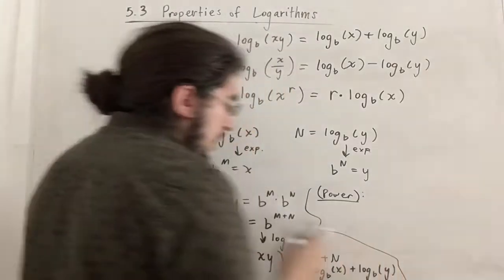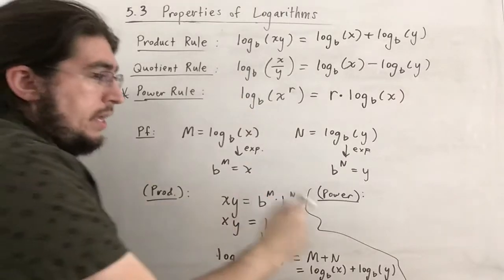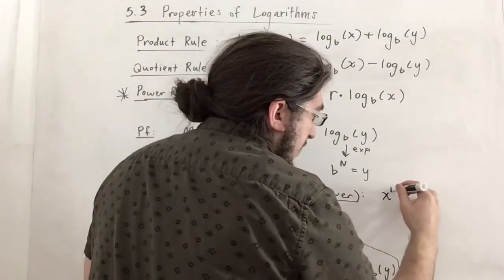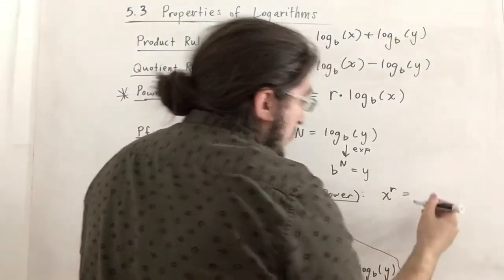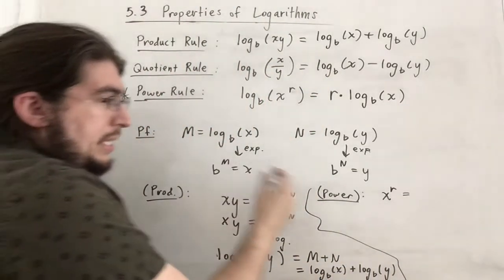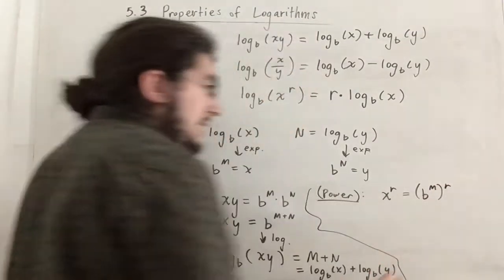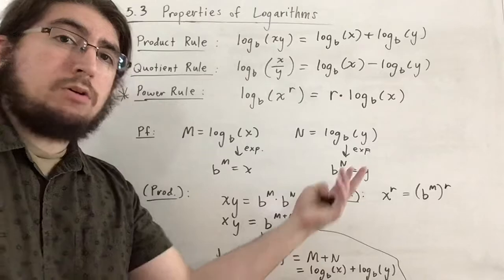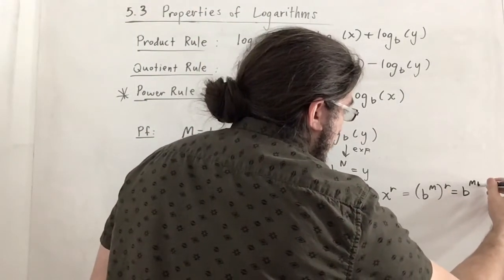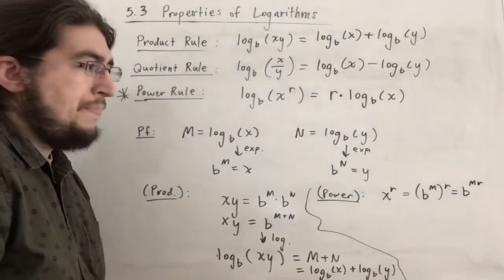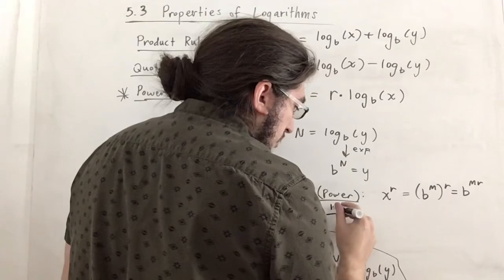Here we started with the inside of what we're trying to establish, x, y. Here, I want to take x to the r, because that's the inside of what we're trying to establish here. And what is x? Again, x is b to the m. So this is b to the m to the r. And yes, there is an exponent property here. When you have a power to a power, you can multiply the powers. So this is b to the m times r, right? Good. And now what happens when you convert this to logarithmic form?